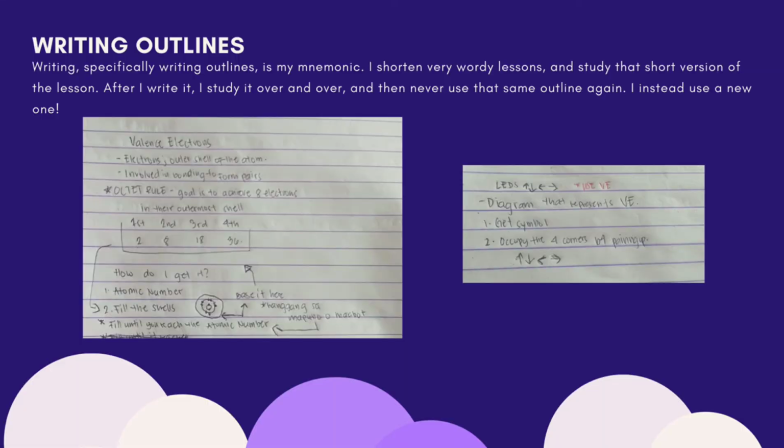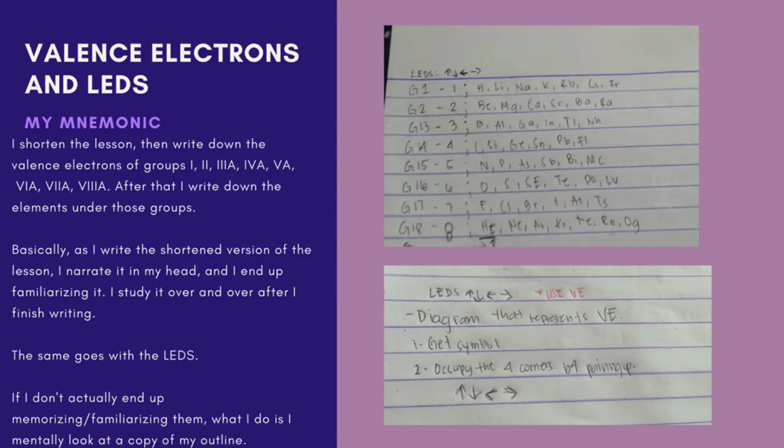So this is the outline version of the valence electron and the Lewis structures. On the left is the valence electron. It's very short and very simple to understand. I also use arrows to indicate what I'm talking about. And on the right we can see the Lewis structures, which is very easy and very short. So this is what I use to study, but sometimes I also look inside the book.